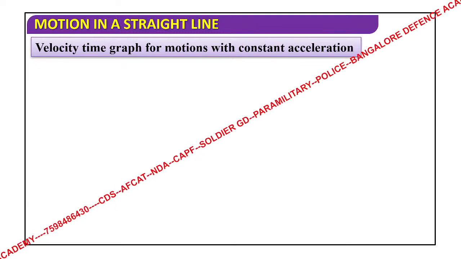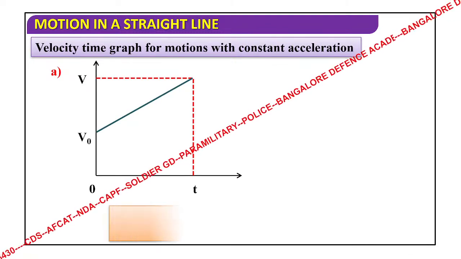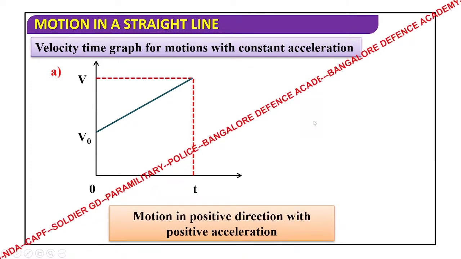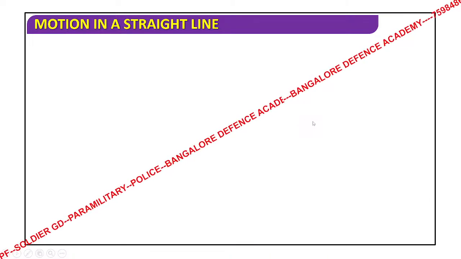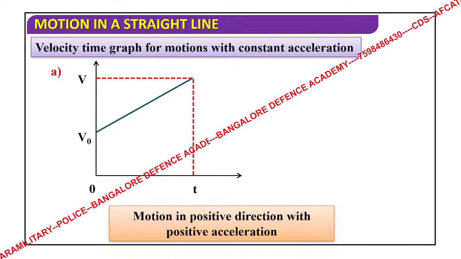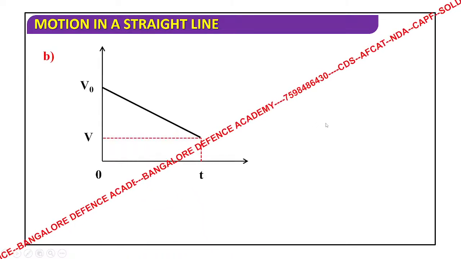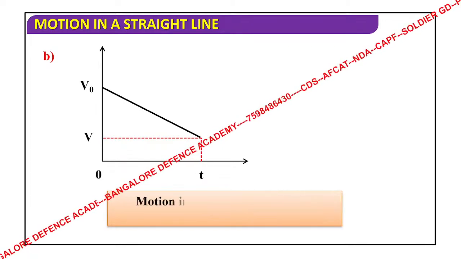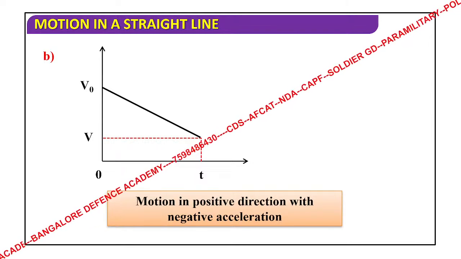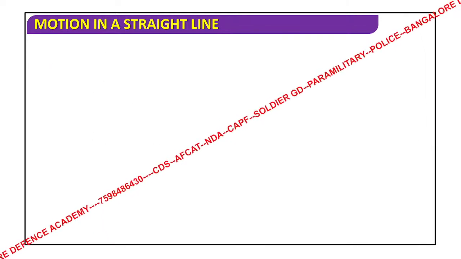Now let us try to draw a velocity time graph for motions with constant acceleration. Motion in positive direction with positive acceleration. This is how the graph looks for the positive direction with positive acceleration. Next, we have motion in positive direction with negative acceleration. Okay, so the acceleration is negative. You can see the black line slopes downwards.